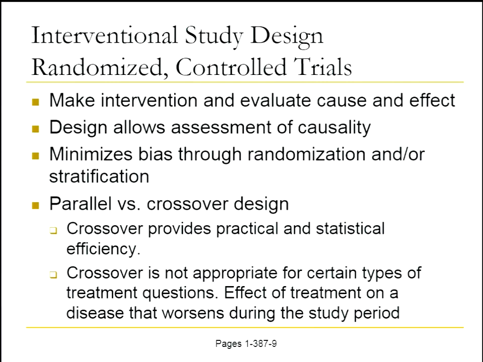All right, so let's move on to interventional study design, randomized controlled trials. These are studies in which we make an intervention and then evaluate cause and effect. We minimize biases in these types of studies through appropriate randomization or appropriate stratification as is necessary. The two most common types of randomized controlled designs are the so-called parallel design and the crossover design. Let's look at these in a little bit more detail.